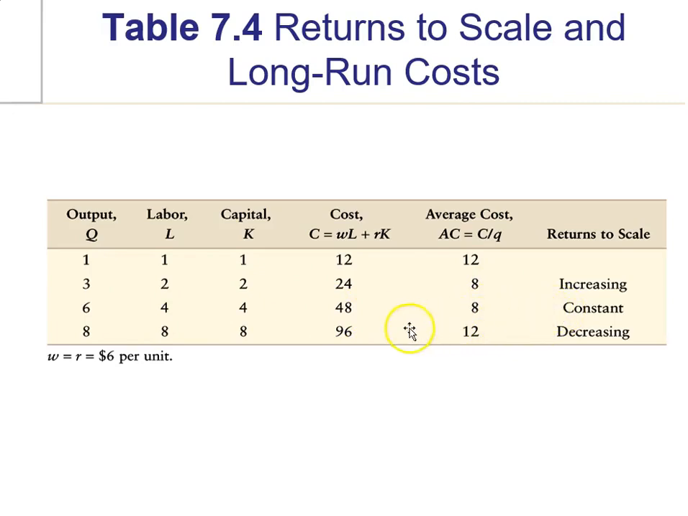Finally, we have the case where we are going to double our inputs, so our costs double, but now our output's less than doubling. So here, our average costs have now risen. So now we have decreasing returns to scale.